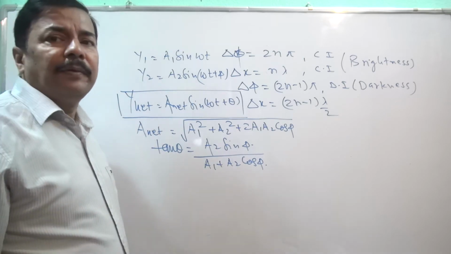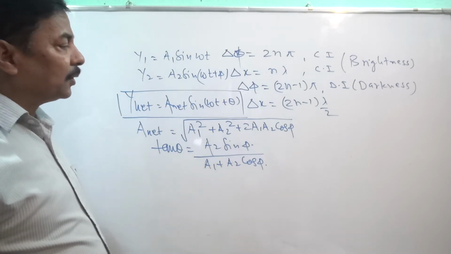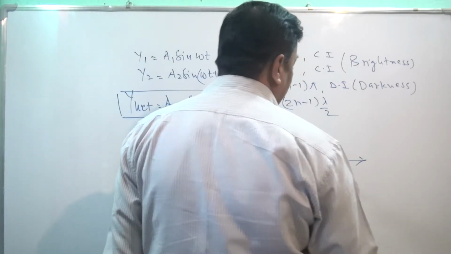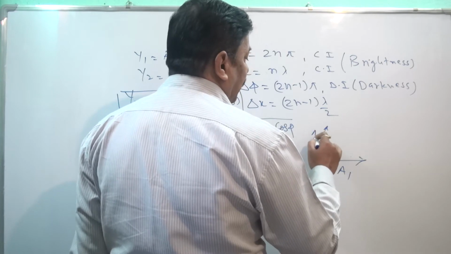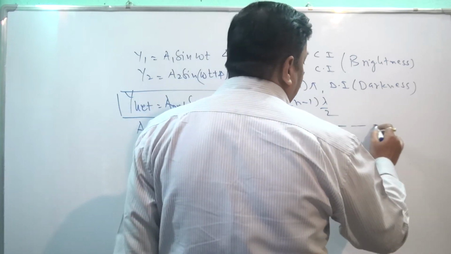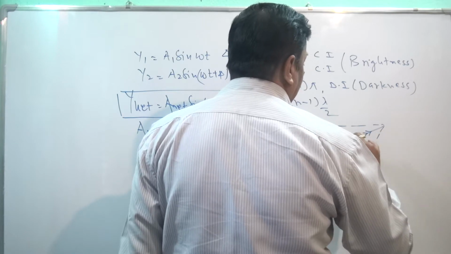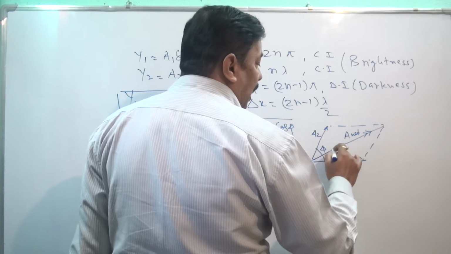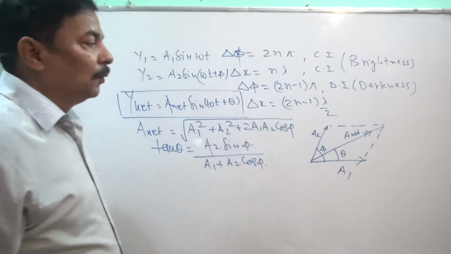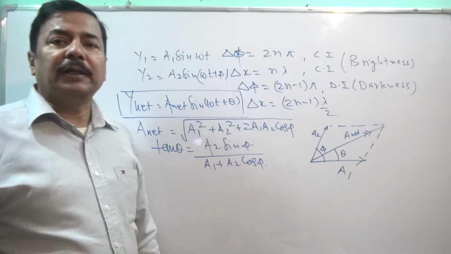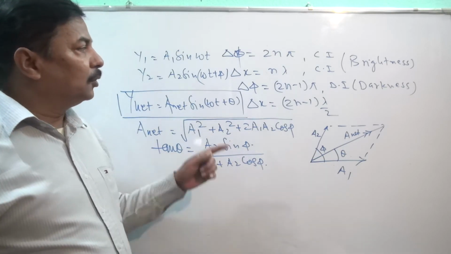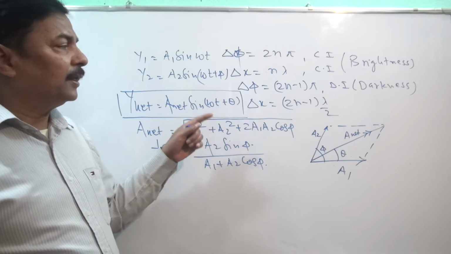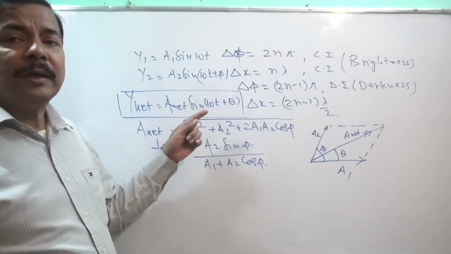So now today we would like to discuss a few problems based on this concept. Here you should understand that this is your a1, this is your a2, and this is giving your a net. This angle is phi and this angle is theta. With this basic concept that I have already discussed in the previous class, I will continue my discussion with problems based on this discussion.